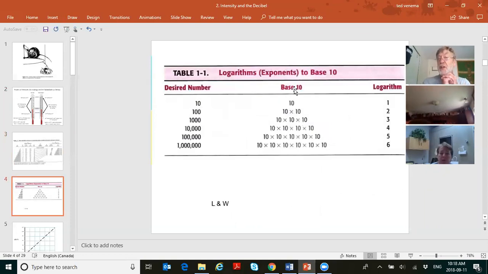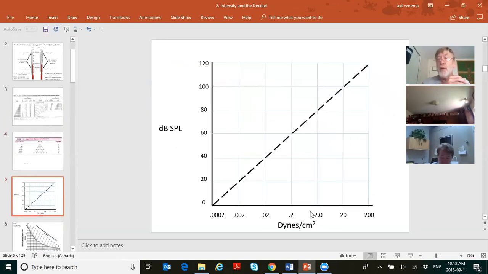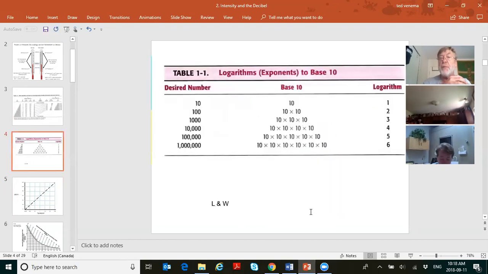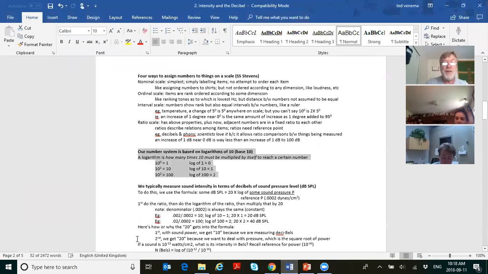It's just talking about how we arrange our numbers on a decimal system, based on logarithms of 10, and that's why we could use this to come up with a graph that takes dynes per centimeter squared, and we can transmit that to decibels sound pressure level. How are we doing it? We're doing it by doing this. That's all I'm saying. Okay, let's move on down here.